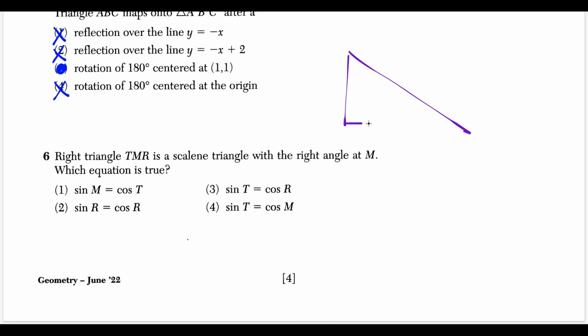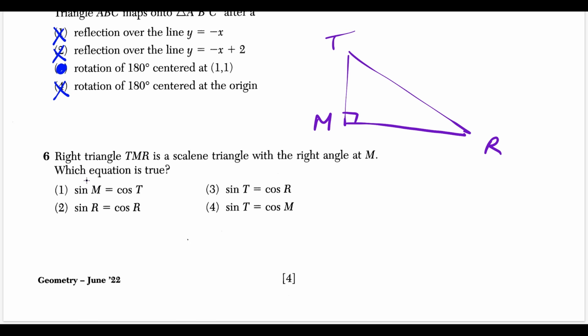So for question 6, the best thing we can do here is just draw this out. We have right triangle TMR, a scalene triangle, which means none of the sides here are the same, and we have a right angle at M. What we can do is label the other angles as T and R like this. So now we just have to run through the answer choices. Sine of angle M. Well, right away what I see here is sine of angle M, that's sine of 90 degrees.